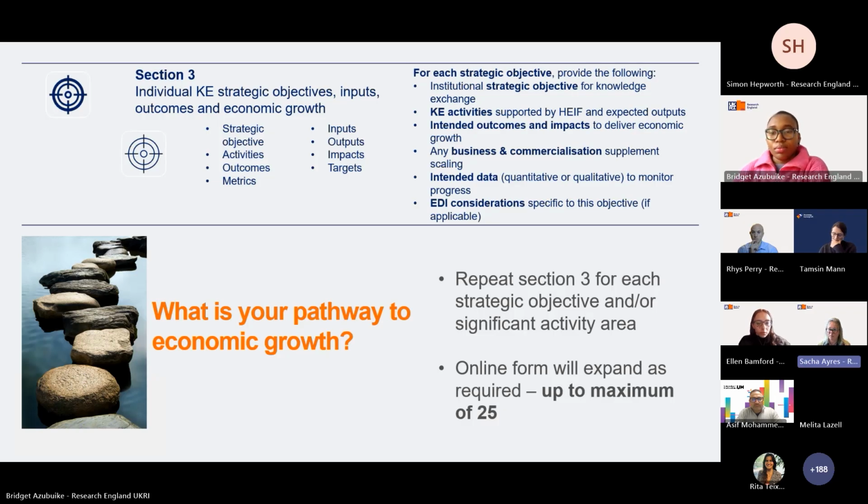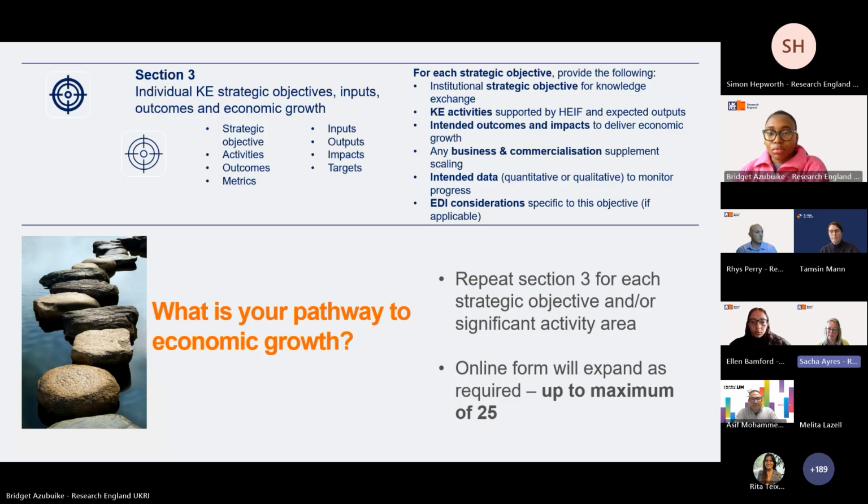This area is repeatable. At the bottom of the online page, there'll be a button saying add new page, which will just give you another copy, so you can repeat it up to a maximum of 25 times. This is a technical limit, but we've looked at the previous accountability statements and we believe this should be more than sufficient. But if you do find it problematic in any way, do please come talk to us.